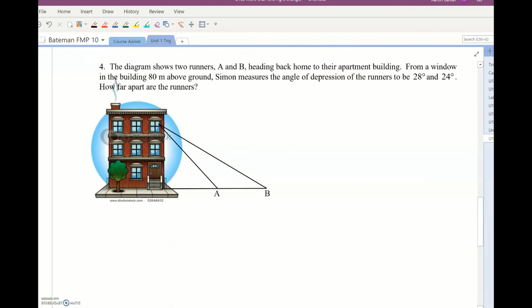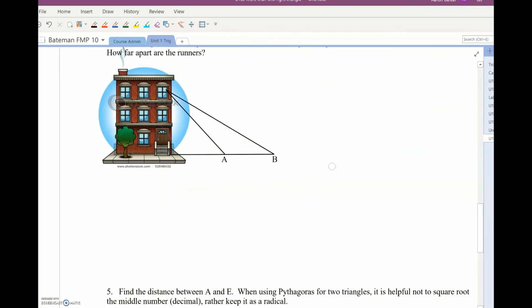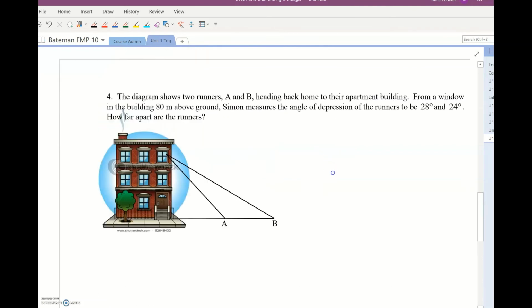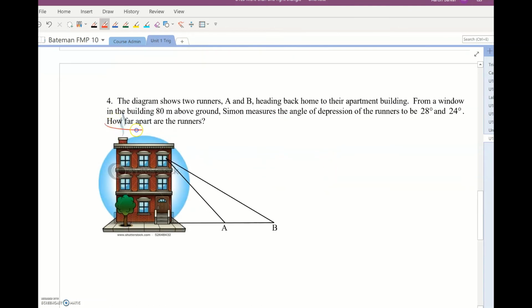So this diagram has 2 overlapping triangles. We have a triangle A and triangle B. So what we're trying to do is figure out how far apart the runners are. Here's runner A, here's runner B. So basically what we're asking is, what is this distance? So we're going to use this triangle to find this distance, use this triangle to find the entire distance, and then we will subtract to figure out the distance they are apart.